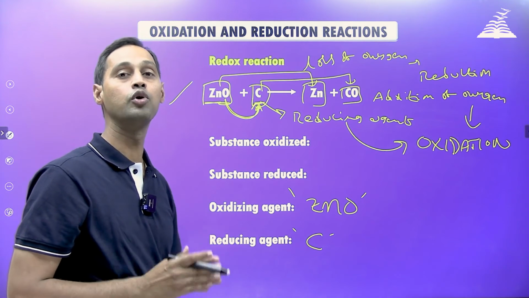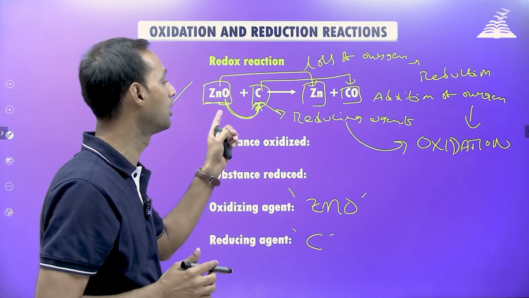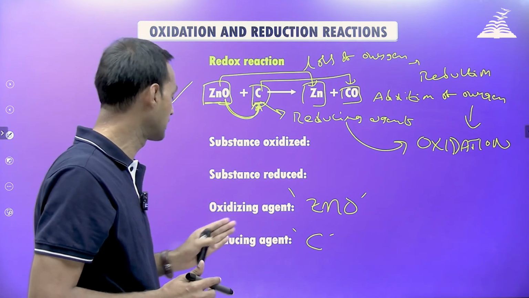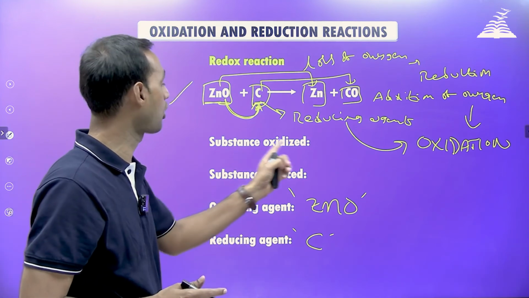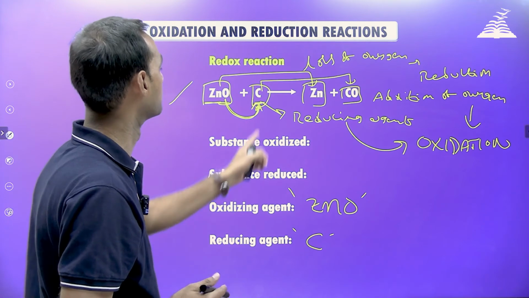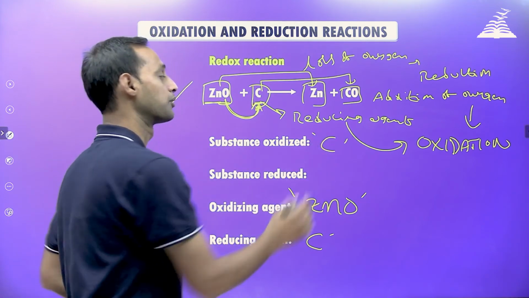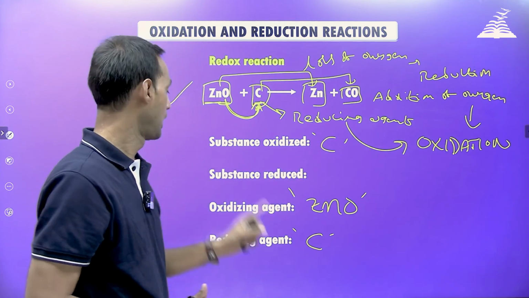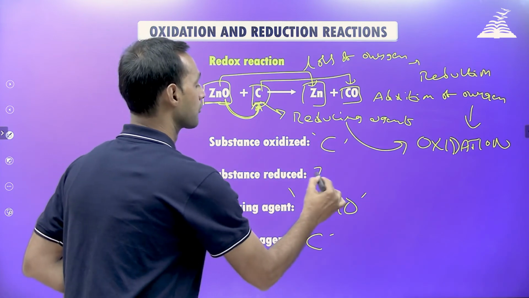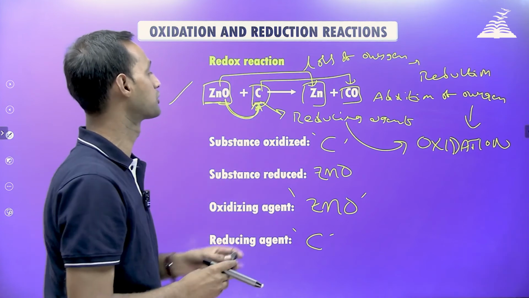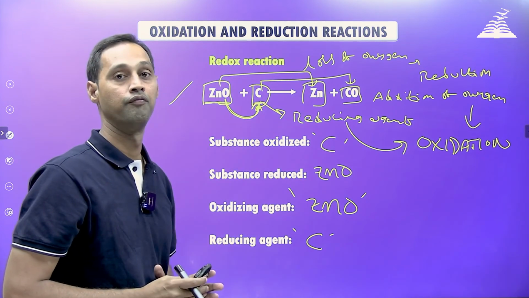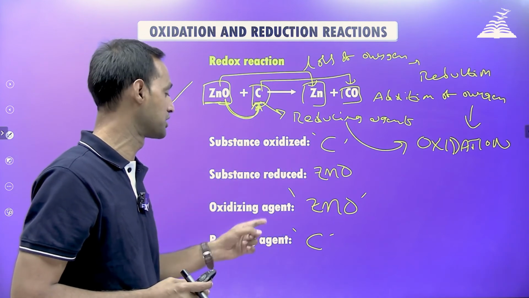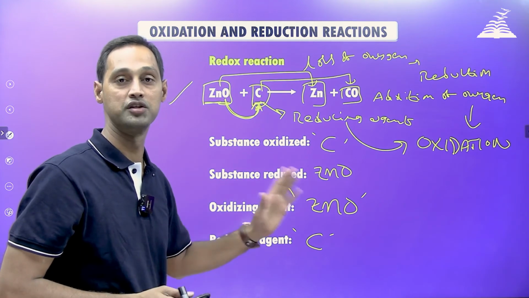So now we are able to find the substance which is undergoing oxidation and the substance which is undergoing reduction, and the oxidizing agent and reducing agent. What is the substance oxidized here? Carbon. Carbon undergoes oxidation. And the substance reduced, zinc oxide, is the substance which got reduced to zinc. Right? Hope you understood what is oxidation, what is reduction, and then oxidizing agent and reducing agent. Hope it is clear to you.